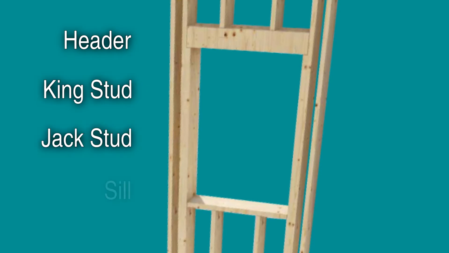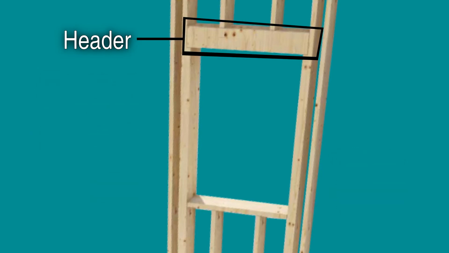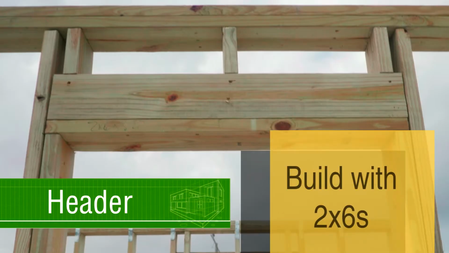Openings have a header, several special studs, and window openings will have a sill. The header goes at the top of the opening to protect the window or door from the roof load. Correctly built headers look like boxes. For typical homes, it is best to use 2x6s.